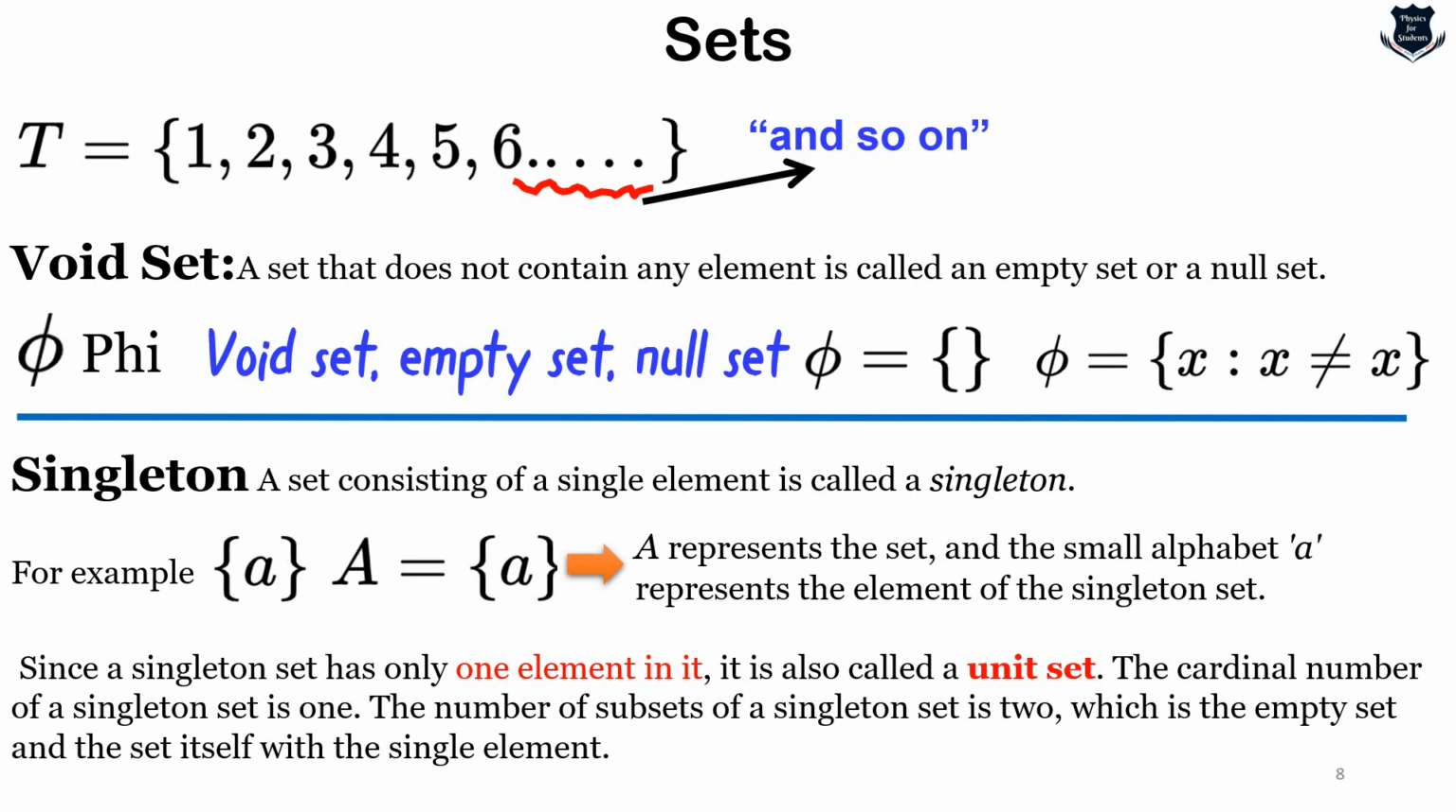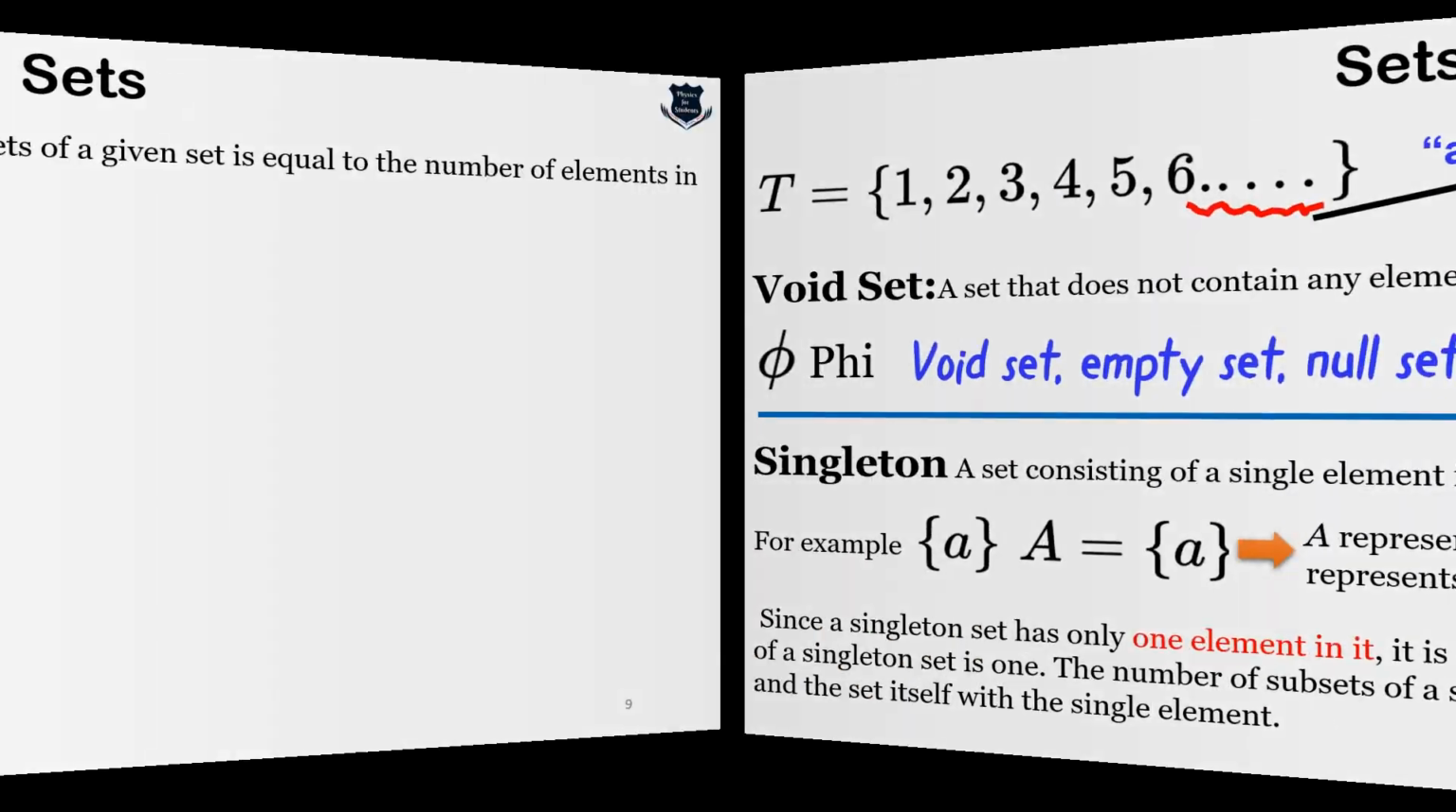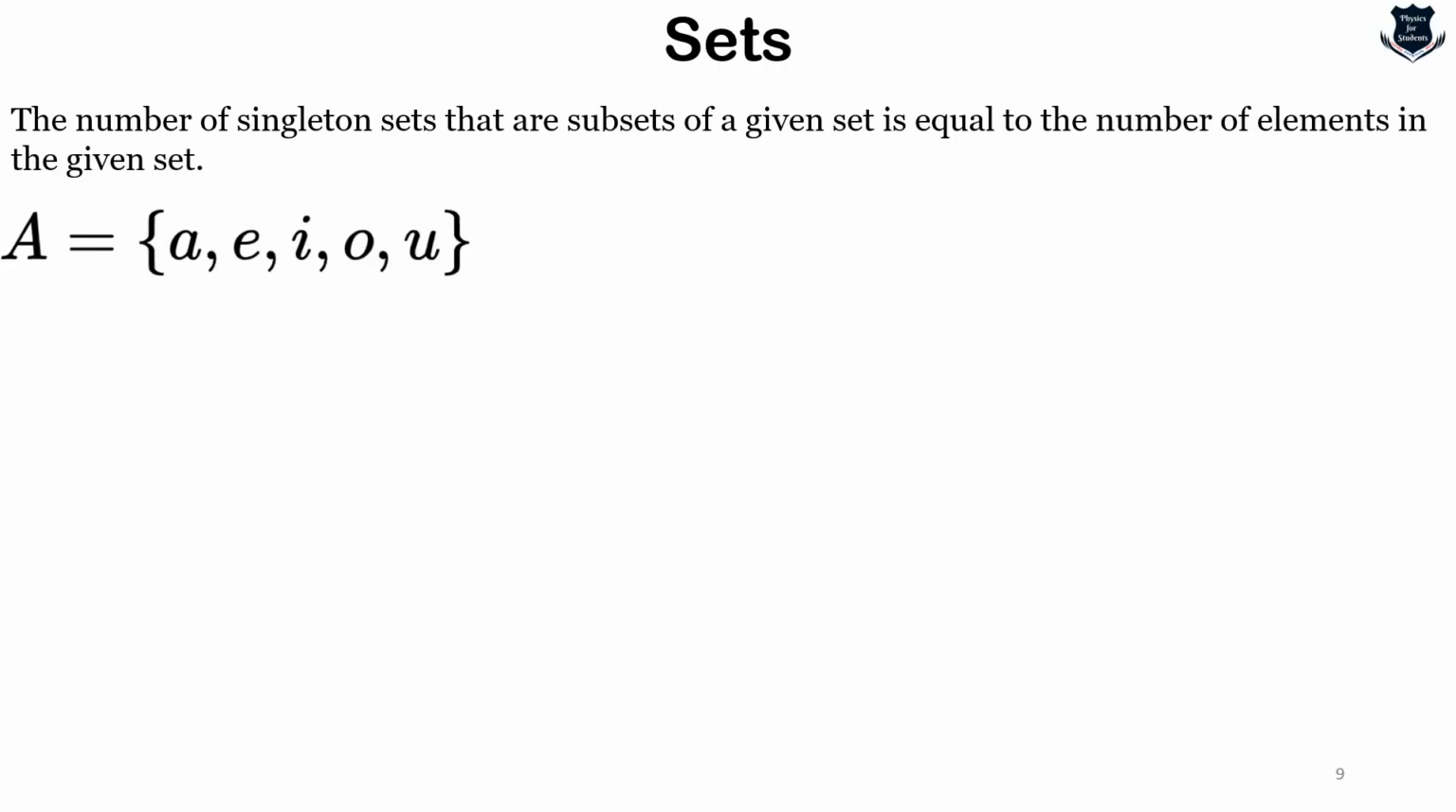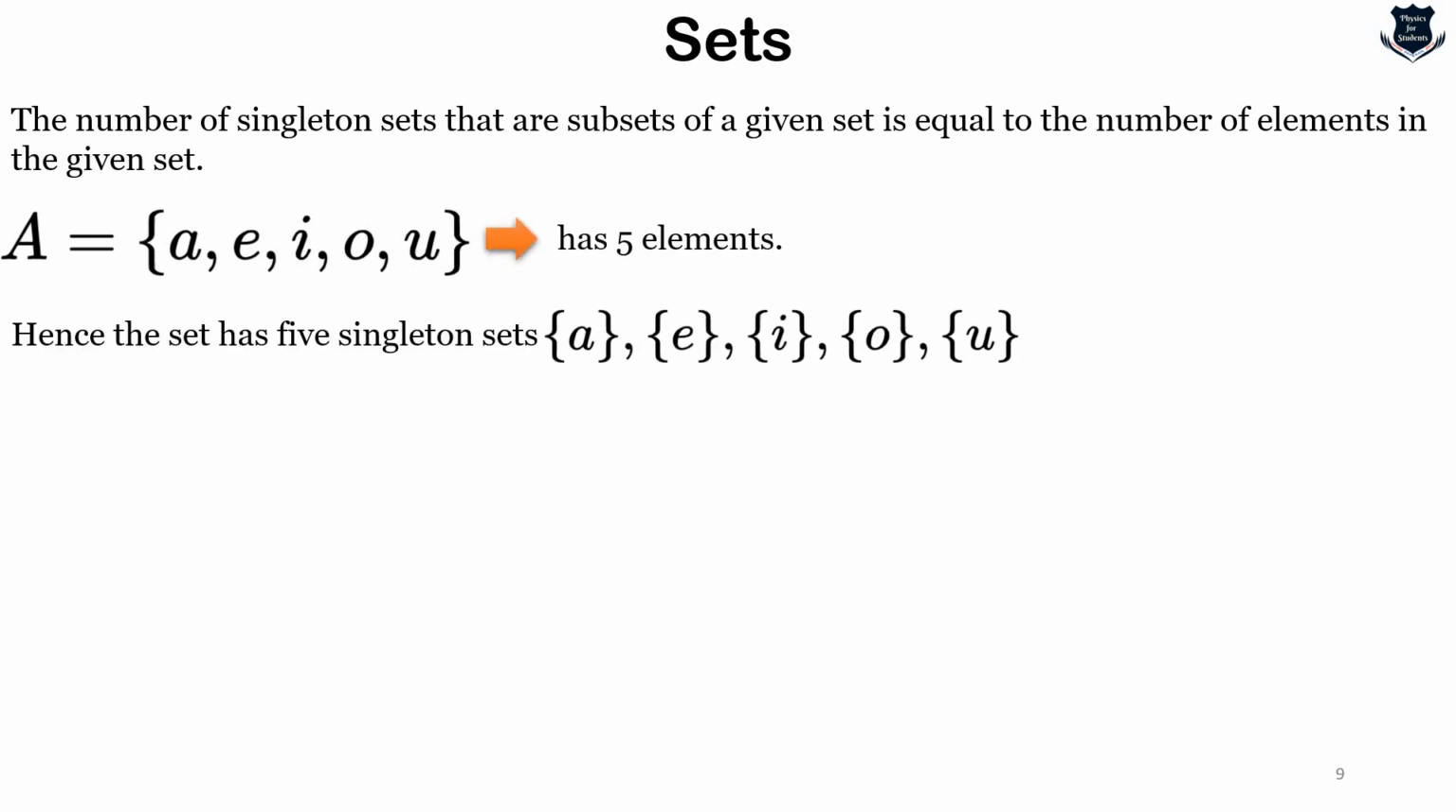So the cardinal number of a singleton set, obviously the count, is 1. The number of subsets of a singleton set is 2, which are the empty set and the set itself with a single element. So this is a kind of quick observation. So here you see the number of singleton sets that are subsets of a given set is equal to the number of elements in the given set. Say the vowels are given, a, e, i, o, u, which has 5 elements in it, and hence the 5 singleton sets would be this one, right, which are the subsets of the given set.